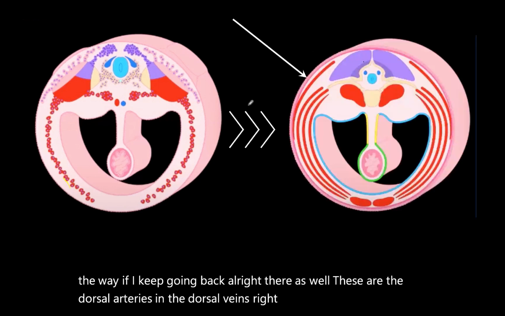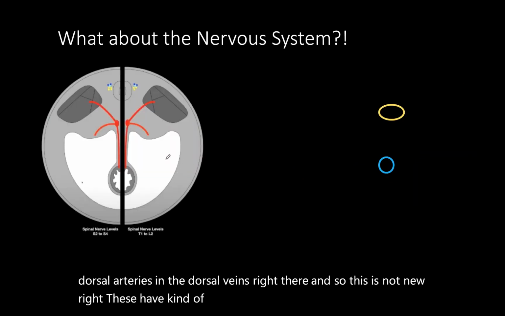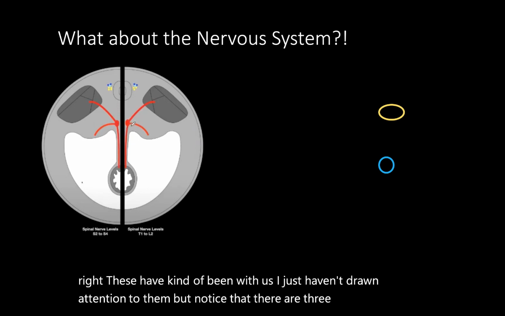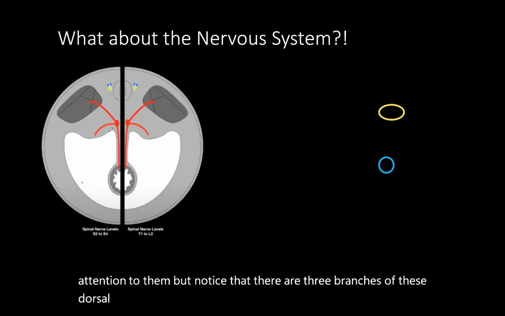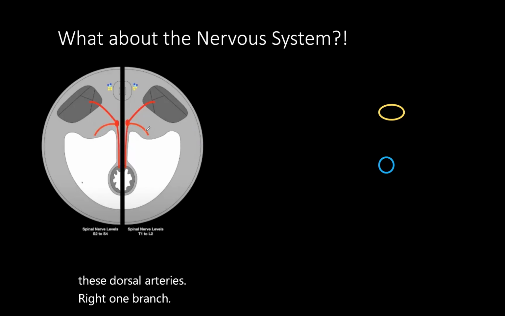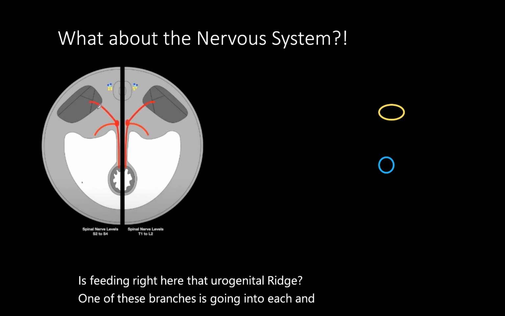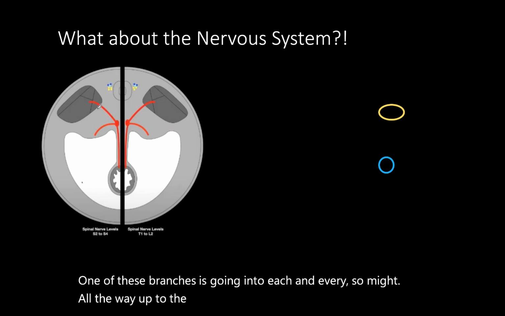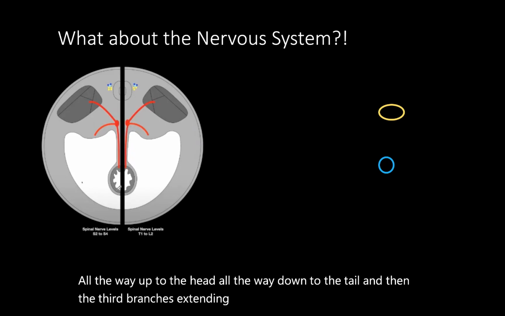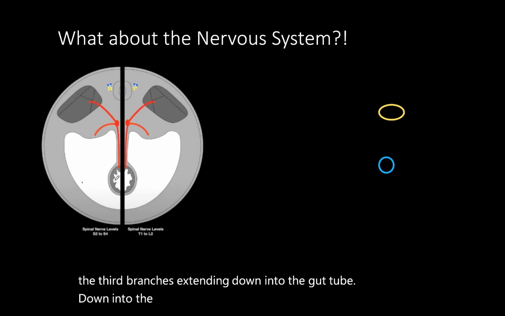So this is not new. These have been with us; I just haven't drawn attention to them. But notice that there are three branches of these dorsal arteries. One branch is feeding right here the urogenital ridge. One of these branches is going into each and every somite, all the way up to the head, all the way down to the tail. And then the third branch is extending down into the gut tube, right here.